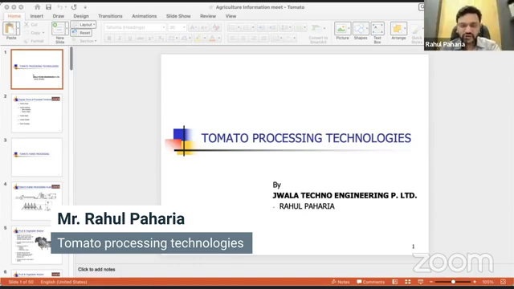Mia, talk about the different tomato processing technologies, which common forms of processed tomatoes. So, into the different technologies, the machine.